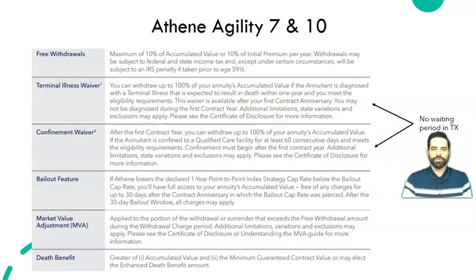So taking a look at a few of the features, free withdrawals, you can get up to 10% without penalty. Okay, that is based on accumulated value, not income based. We'll talk about that here in a second.